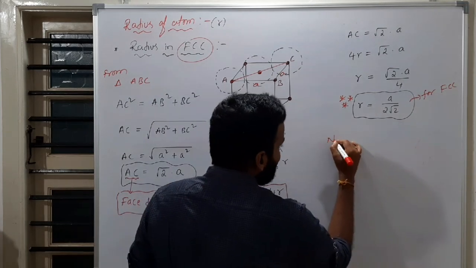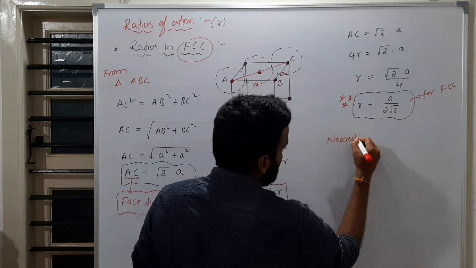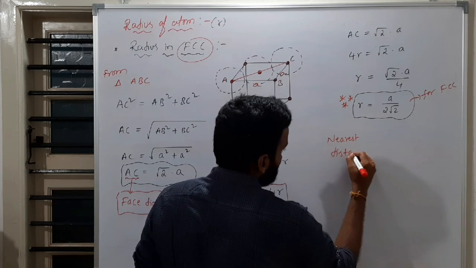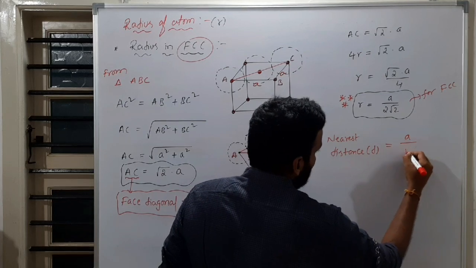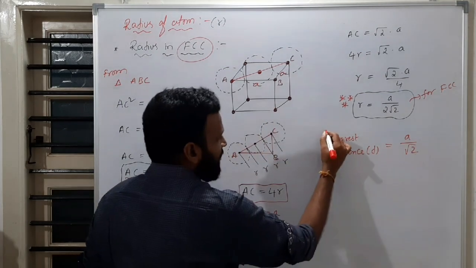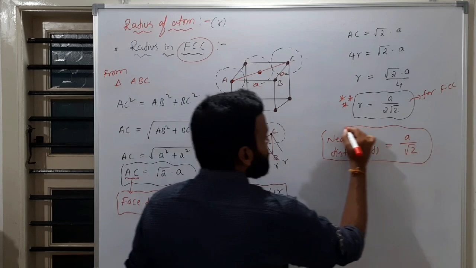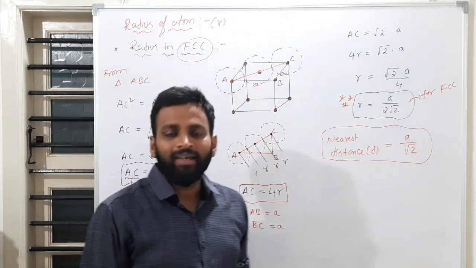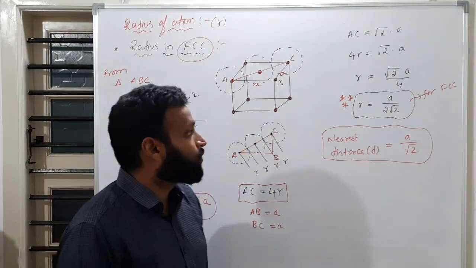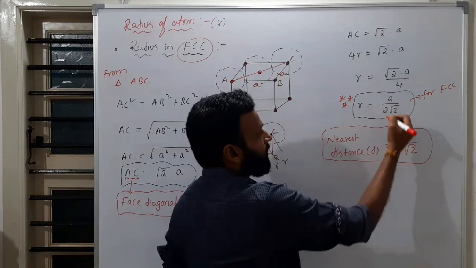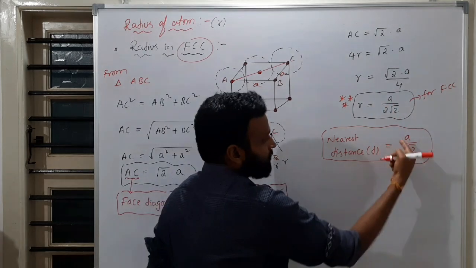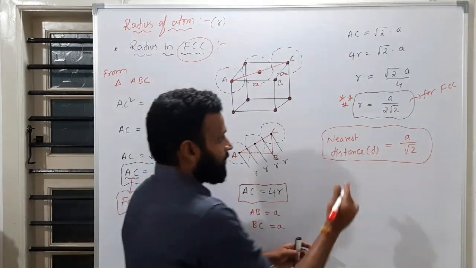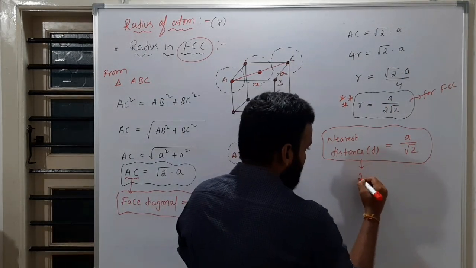What is the nearest distance now? Nearest distance or bond distance D is equals to simply A by root 2, because nearest distance is always 2R. That means 2 into R. The 2 cancels, so A by root 2. Understand here? Nearest distance is always 2R.